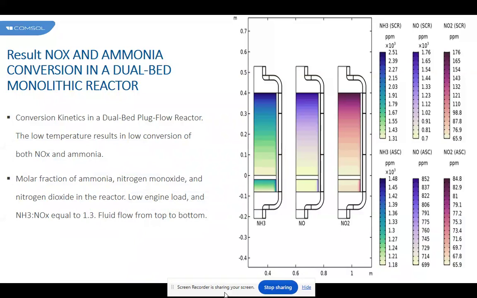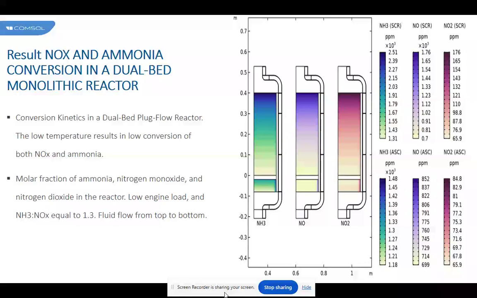The reactor consists of two monolithic beds placed in series. In the first bed, selective catalytic reduction (SCR) of nitric oxide (NO) and NO2 with ammonia occurs. Downstream of this catalytic bed, an ammonia slip catalyst (ASC) is installed. The ASC bed converts the unreacted ammonia into nitrogen. In both beds, there are also undesired side reactions.